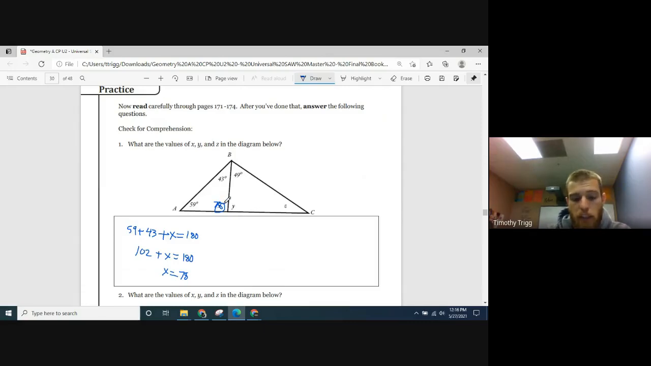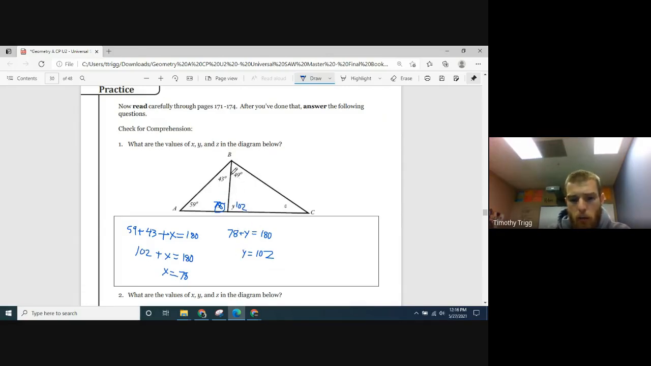X and y form a linear pair. So that means x and y must add up to 180. So 78 plus y must equal 180. Oh, that gives you that y automatically is 102, what we found over here. Right? Because I know these must have 180. So this one must be 102.